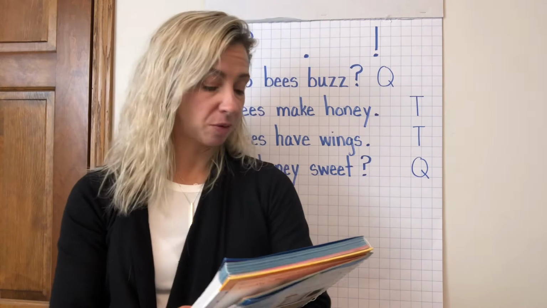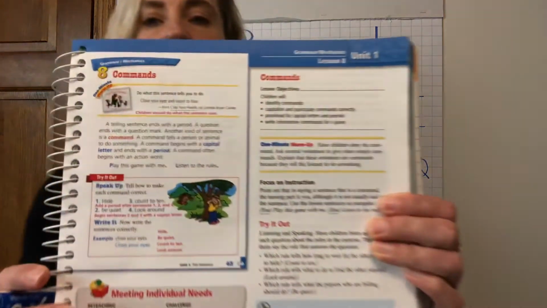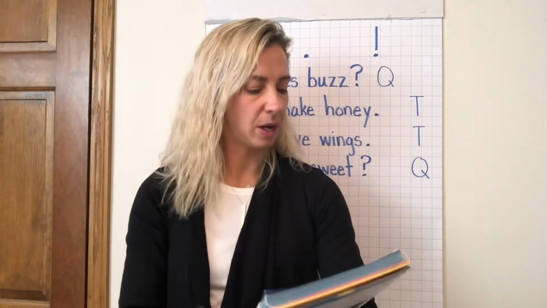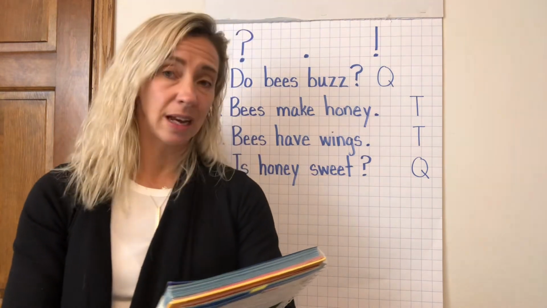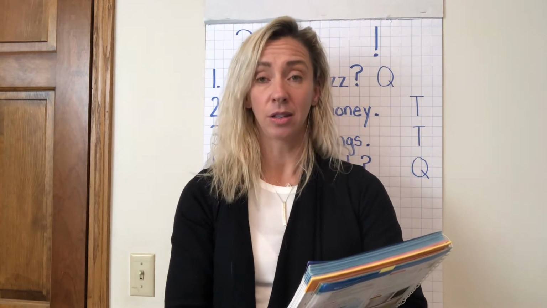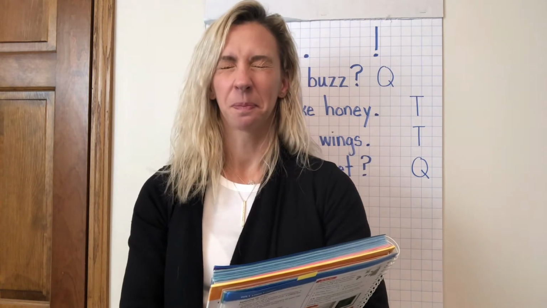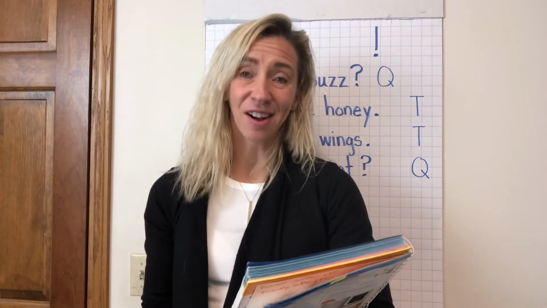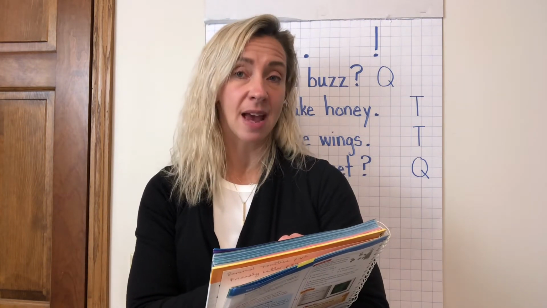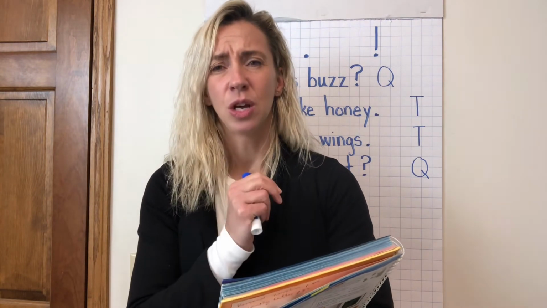Page 43, lesson 8. Here we go. Let's read it together. Do what this sentence tells you to do. Close your eyes and count to 4. They're telling us to do something. Here we go. Let's do it. 1, 2, 3, 4. That's called a command. The lesson 8 title is commands. Commands are telling you to do something.